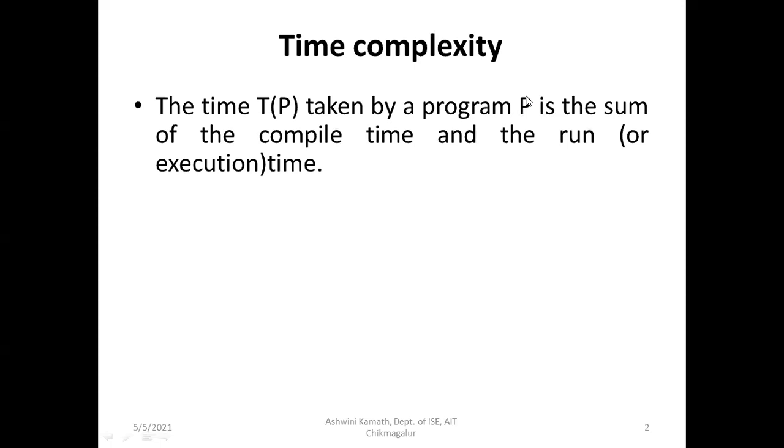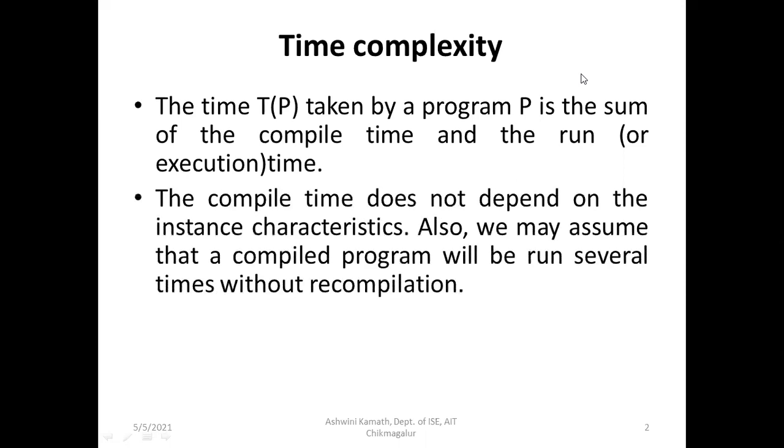Time complexity, or time T of P taken by a program P, is the sum of the compile time and the runtime or execution time. Runtime is also called execution time, right? So here we can consider that the time taken by a program is equal to the sum of compile time and the runtime. The compile time does not depend on the instance characteristics.